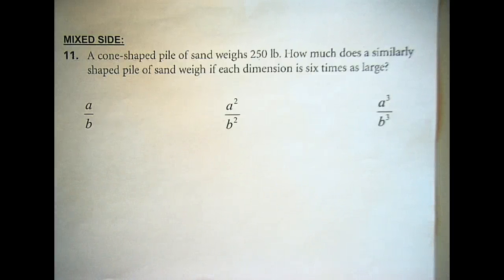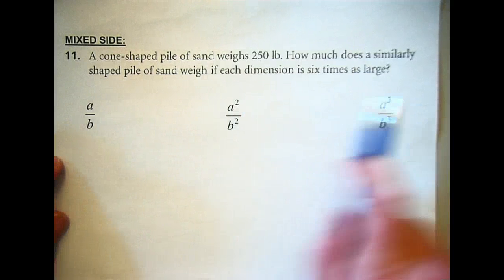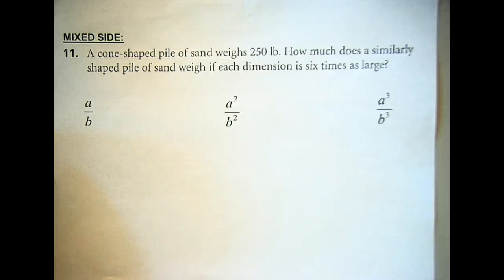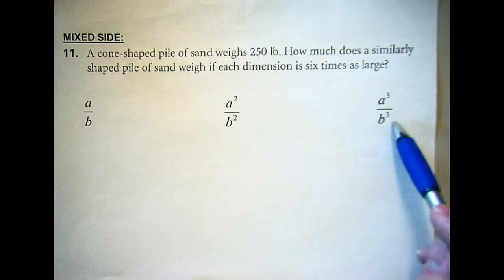They give you that there's a cone-shaped pile of sand and it weighs 250 pounds, and that the similar one, each dimension is 6 times as large. So then, which one of these can we pick out from that? I would use the third one because it's each dimension, so you would be cubing it because you would have the length and the height. Or the similarity ratio. Okay, any other thoughts on it? Wait, Jordan, what one did you say it was? She was thinking similar, or the cube, the volume. Thank you.